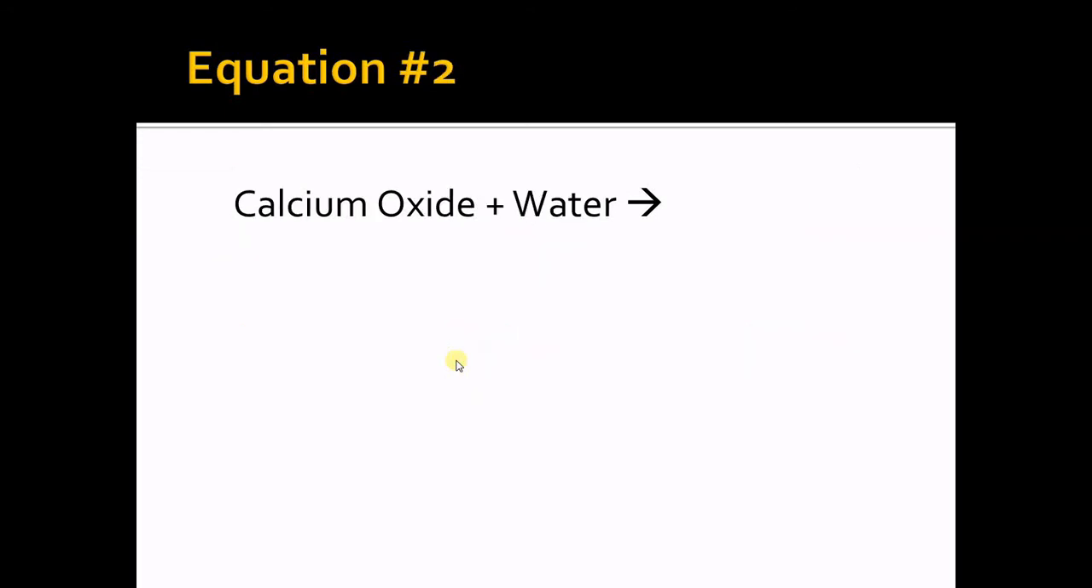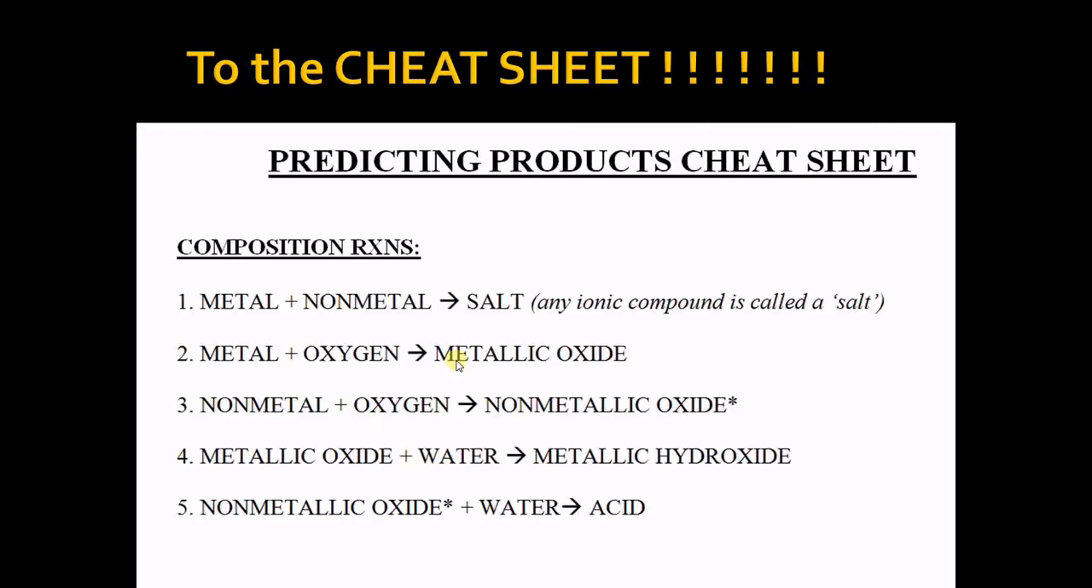In the meantime, we'll go on to equation number 2, and that's calcium oxide plus water. So like I told you guys, these are all composition reactions to start out here. So go to your blue cheat sheet and figure out what category best fits reaction number 2 on your paper.